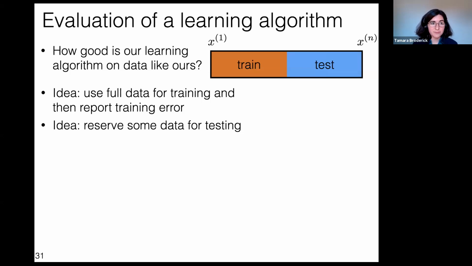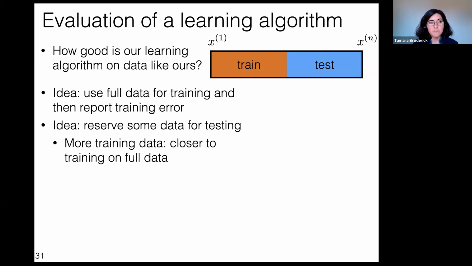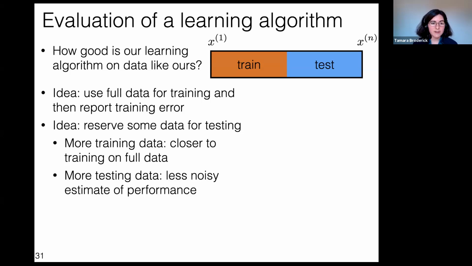The reality is that there's a real trade-off here. If we have more training data, that's closer to training on the full data that we actually have available, so we have a better sense of how our algorithm performs on data sets of size n. On the other hand, if we have more testing data, we have a better estimate of performance. The extreme version of this is, suppose I test on one data point, I can only get a testing error of 1 or a testing error of 0. And so that's just very noisy. I don't really get a sense of what really is the testing error of my method.